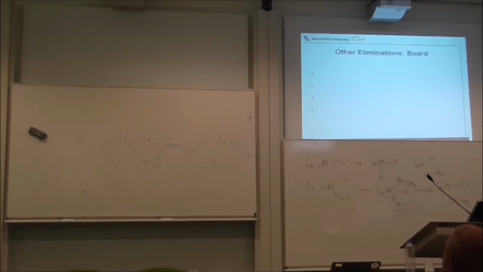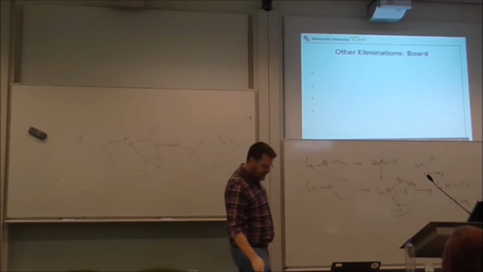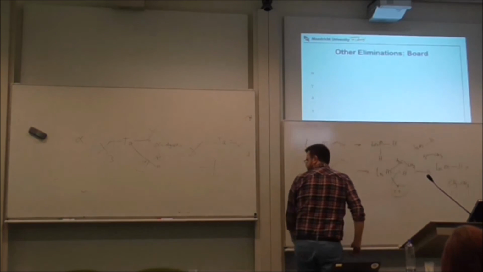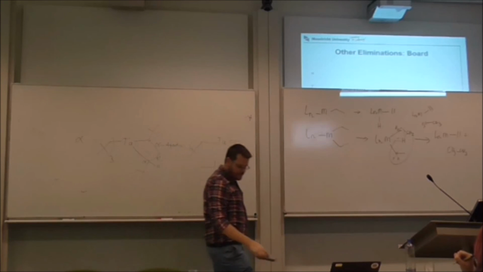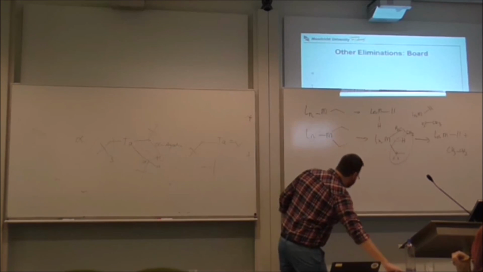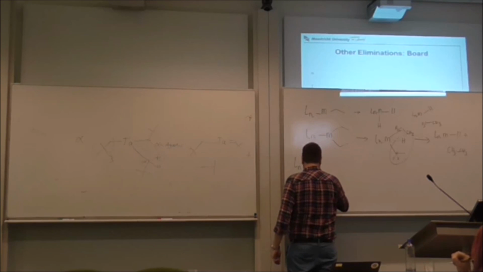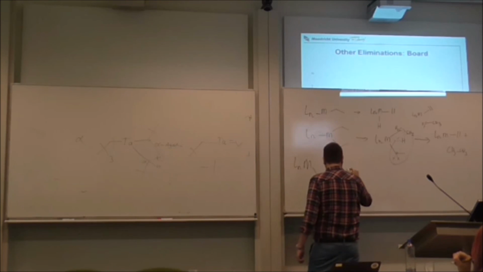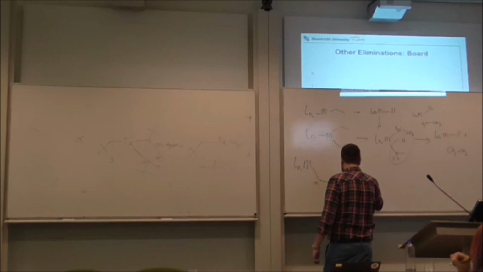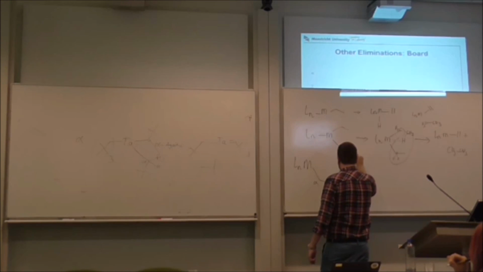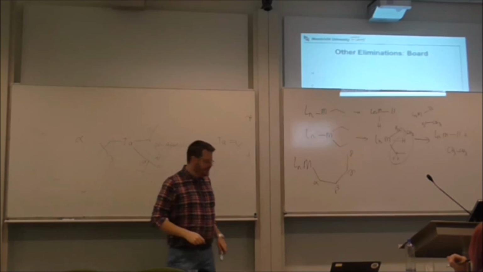You also have gamma hydride eliminations, epsilon hydride eliminations. To generalize, imagine we have a situation where we have an alkyl chain like this, alpha, beta, gamma, delta. They can all undergo eliminations.